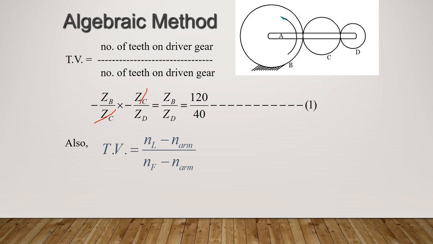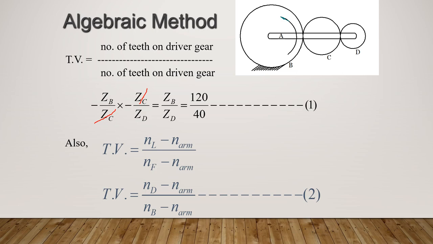Next, use the formula, that is NL minus NA divided by NF minus NA. Substitute the values here. So here, no need of taking each combination at once. So just see the first and last gear. If I take gear B as first gear, D will be the last gear. So instead of NL, you have to substitute ND, and instead of NF, it is NB, and instead of N arm, it will be NA. Whatever the relation you have for NA, substitute that. So this is expression 2.